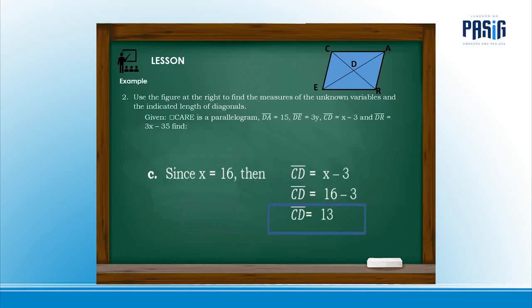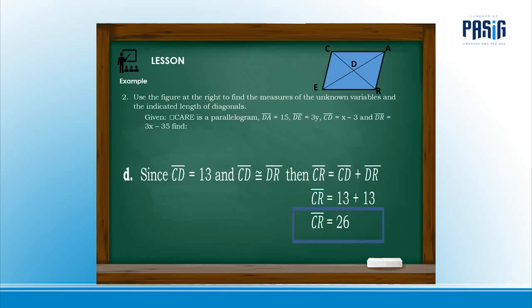Now let us solve for the value of side CD. And here is the solution. Since the computed value of x is equal to 16, then CD is equal to x minus 3, we will just substitute the value of x. So CD is equal to 16 minus 3. Therefore, the value of side CD is equal to 13.